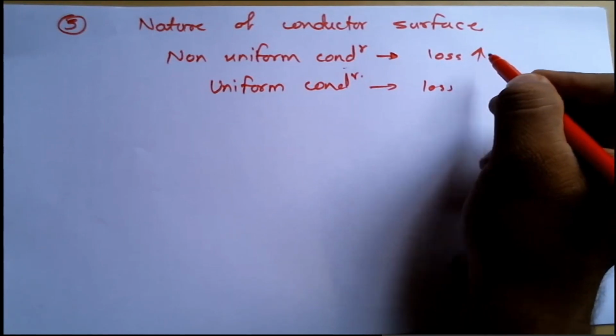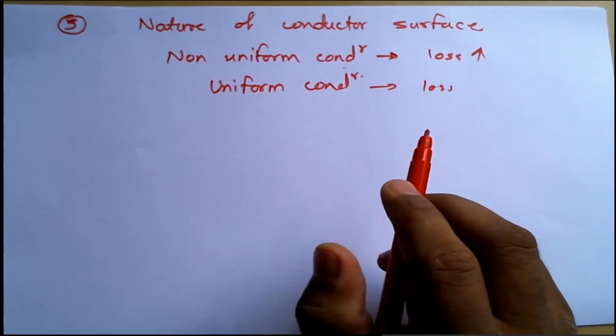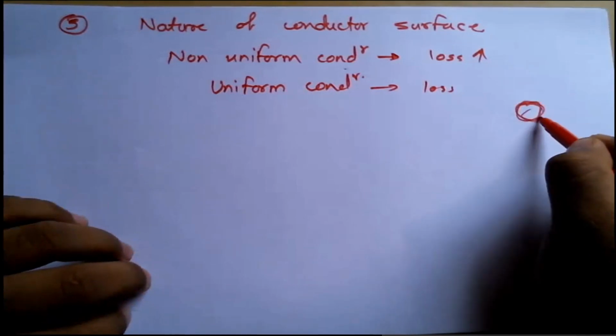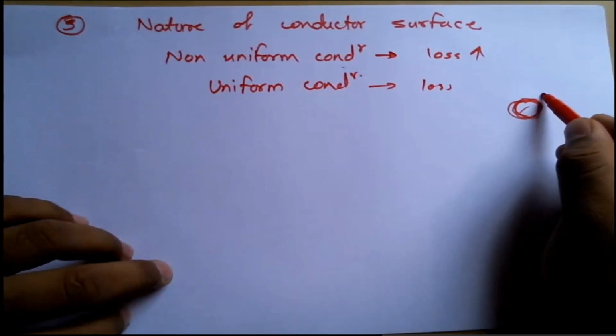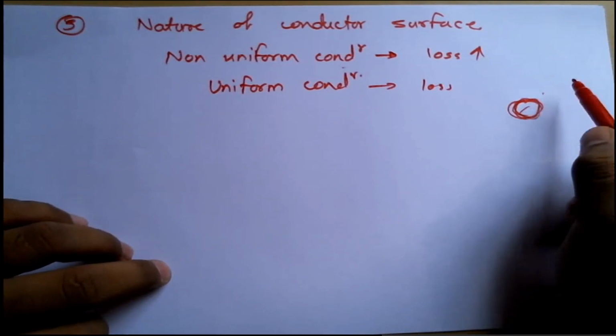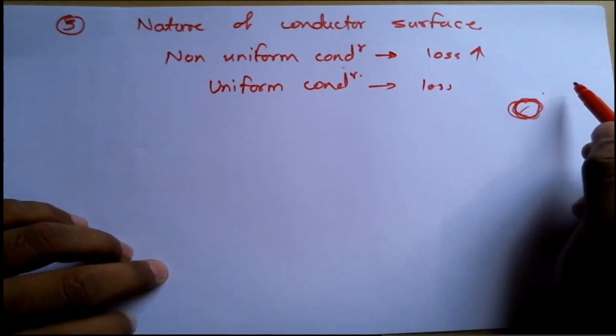See, what is happening? We can say that whenever corona is there, let us suppose this is the conductor, and the air nearby this conductor gets ionized, it forms ozone gas. Okay, and that ozone gas produces acid.